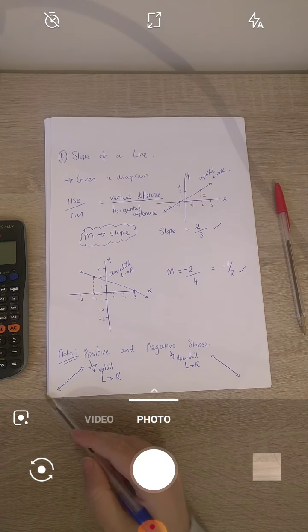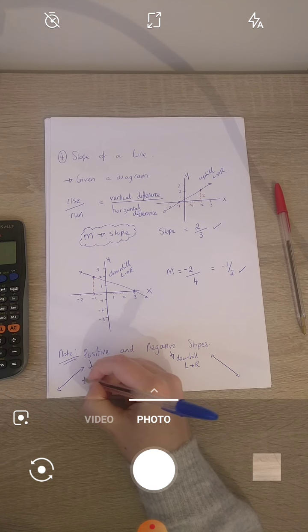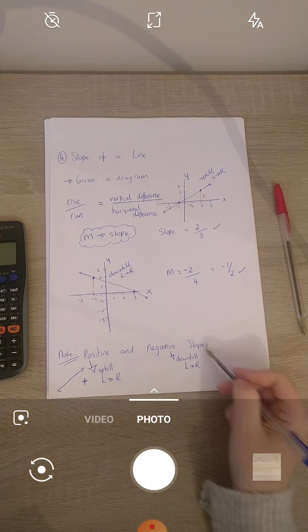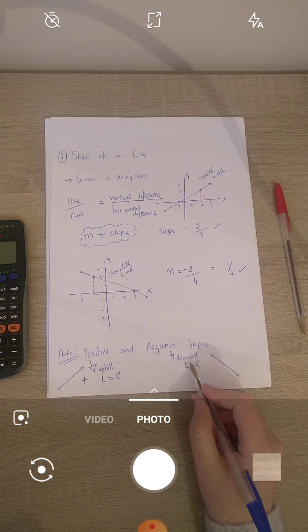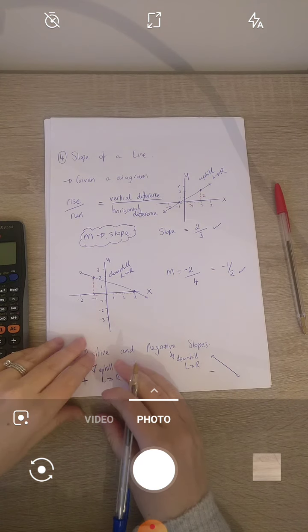Okay, so this here at the bottom, the note is very, very important. So if it's going uphill from left to right, it's always going to have a positive sign, which we don't actually write down, but it's going to be positive. And if it's going downhill from left to right, it's going to be a negative slope. So you always have to make sure there's a negative sign in the front.